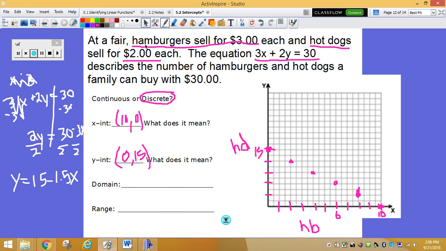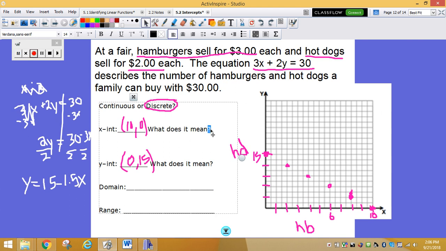All right, what do they mean? Well, we got to use hamburgers and the number 10, and we got $30. So, it should sound something like this. You can buy 10 hamburgers for $30. So now that I've done that one, you guys try your Y. Okay, hopefully you can buy 15 hot dogs for $30.